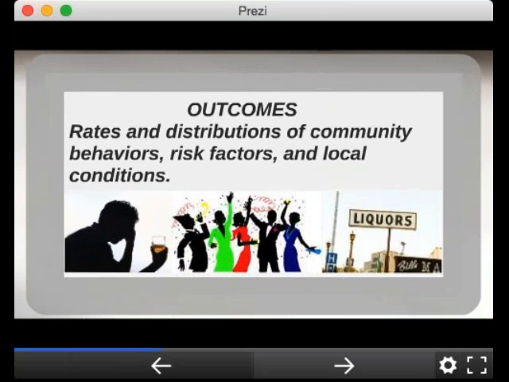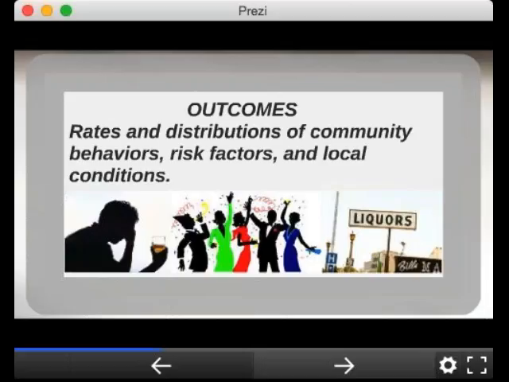The other type is the type usually that funders spend the most time asking for, and that's rates, distributions of community behavior, risk factors, local conditions that drive those risk factors. This is the kind of data that most coalitions hang their hat on to show that they're making a difference or not, right? Rates and distributions of 30-day use of marijuana or alcohol go down. Therefore, we must be doing a good job, right? So coalitions are typically very familiar with these kinds of things.